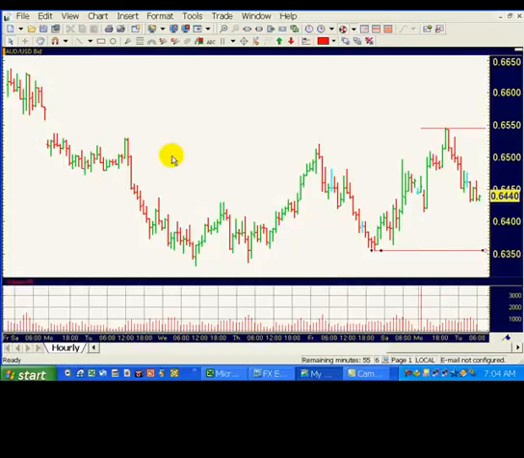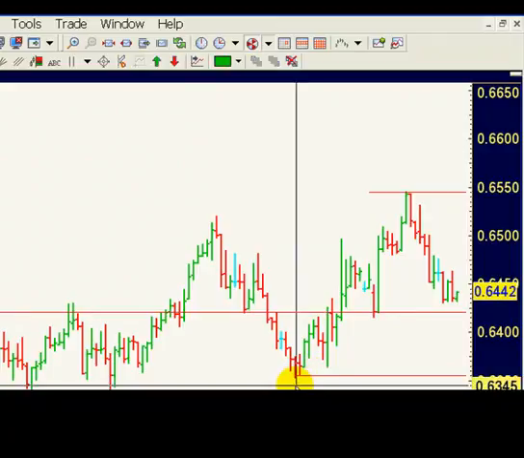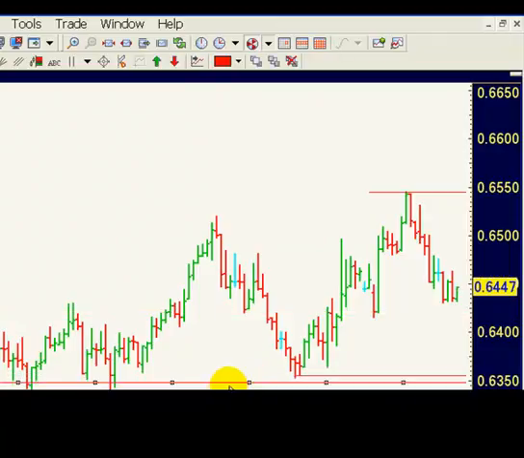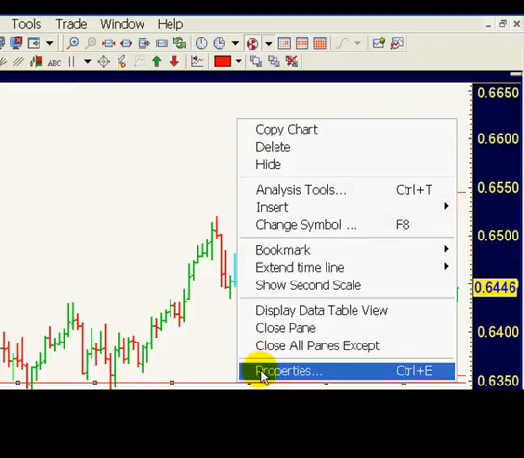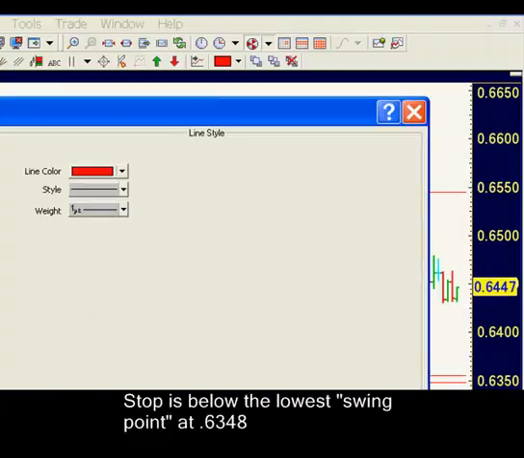Now, as you can see, we've had a bit of movement. I'm just going to set up some parameters here. My stop point is going to be right below this point down here. The low there is 63.53. I'm going to go 5 points lower, so it's 48. Right there, that's where my stop is going to be. So let me just put that in here, my properties.